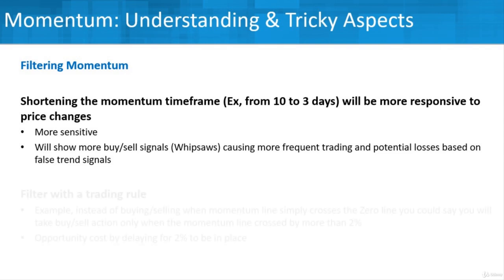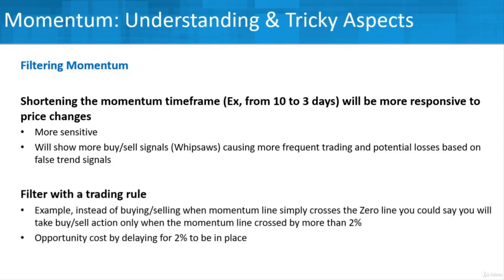Another thing you can do with momentum too is you can filter it with a trading rule, or apply a trading rule. So for example, instead of buying or selling when the momentum line simply crosses the zero line, you could say you will take a buy or sell action only when the momentum line is crossed by more than 2%, right? So it's got to be at least 2% above that zero line or 2% below that zero line for a decision to be made.